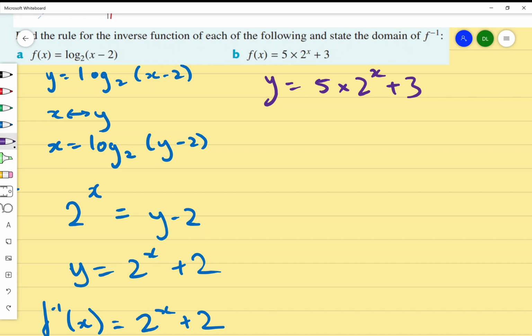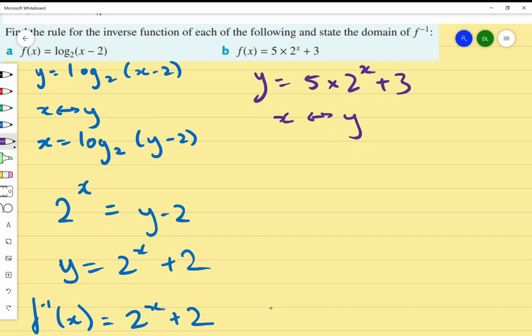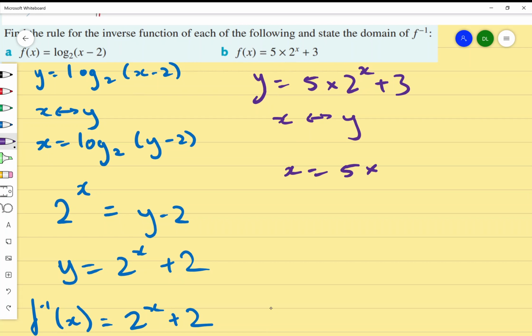Neve, what do I do to find the inverse? Switch the x and y, is that what you're going to say? Yep, switch the x and y. So I get x equals 5 times 2 to the power of y plus 3. Okay. Now, I want the value with the power by itself, don't I? So I'm going to go ahead and take away 3 from both sides. So x minus 3 equals 5 times 2 to the power of y.